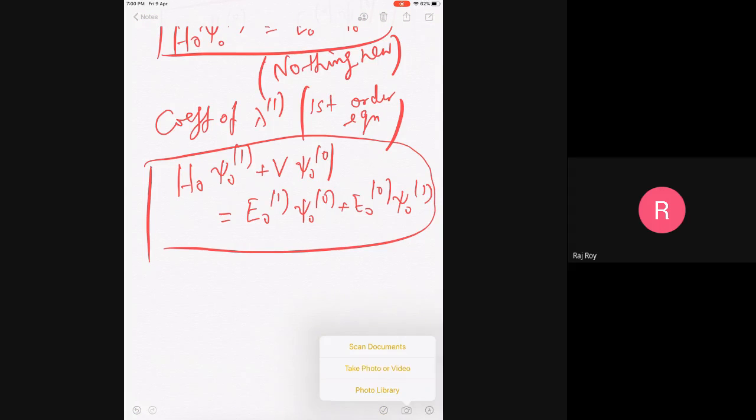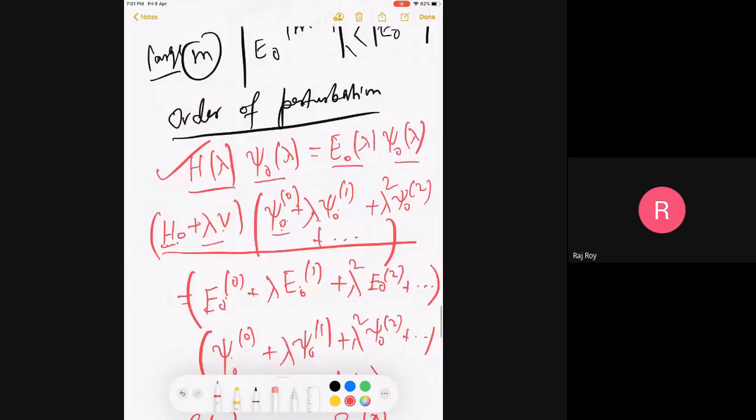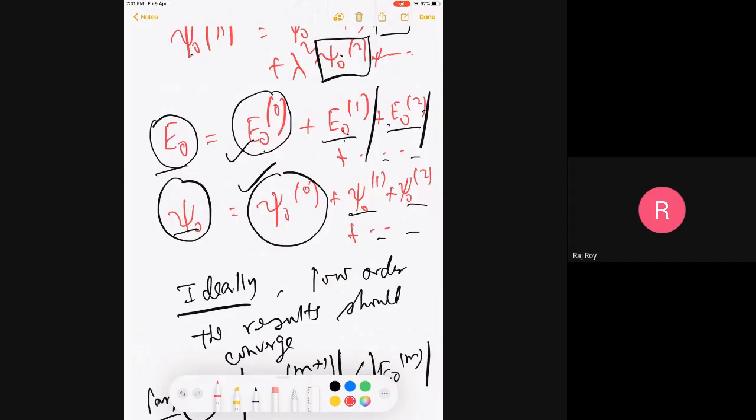And remember, in this first order equation, I have this box that I am interested in. So if I can solve this first order equation, I can get psi 0 1, E 0 1. And immediately, I can say that I have proceeded in my goal.